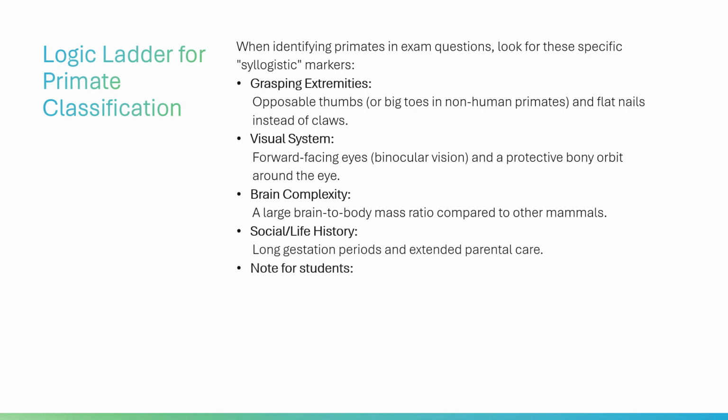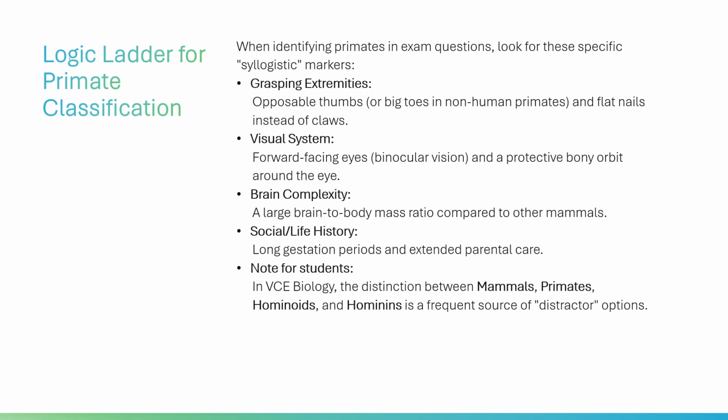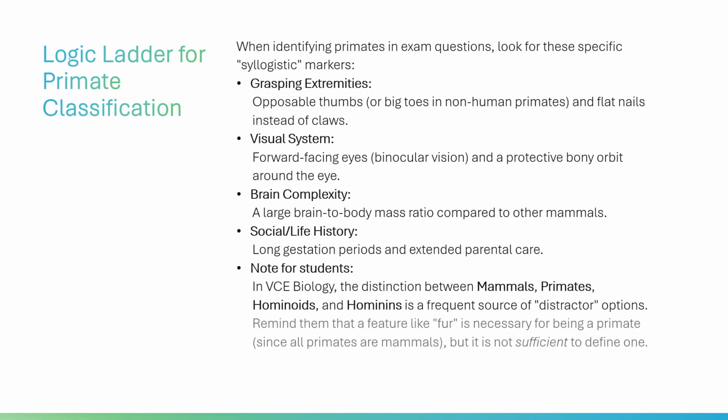Note for students: in VCE biology, the distinction between mammals, primates, hominoids, and hominins is a frequent source of distractor options. Remember that a feature like fur is necessary for being a primate, since all primates are mammals, but it is not sufficient to define one.